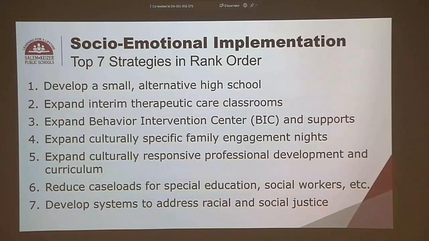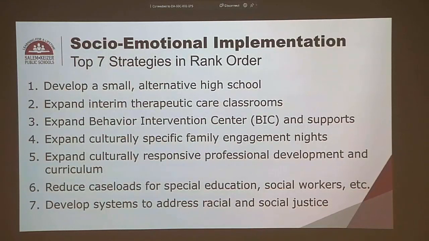The third was to expand our behavior intervention system, or center, or BIC, which is a program that supports kids who are most at risk and have the most emergent behaviors in our district. Expand culturally specific family engagement nights was another strategy for number 4, and this was an attempt to think, how can we continually reach out to our families and bring them in doing culturally specific programming and culturally specific engagement? And that's a theme that you'll see throughout our application as well.